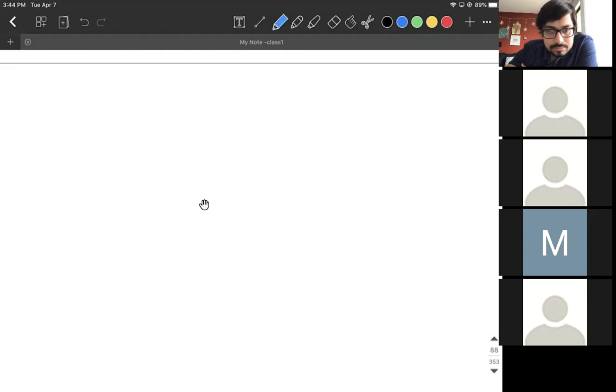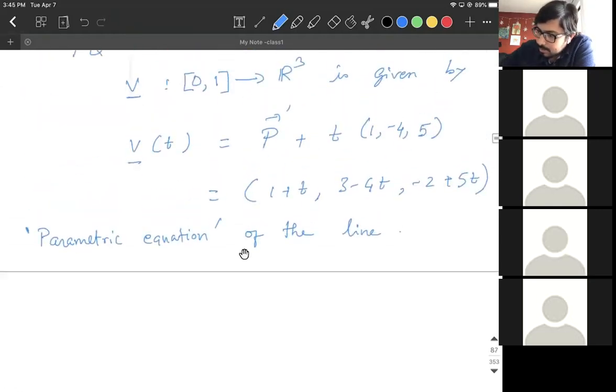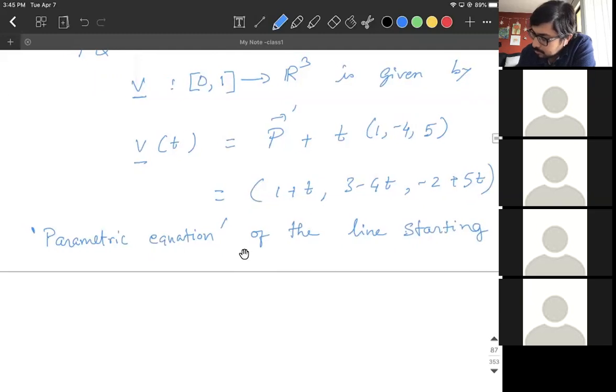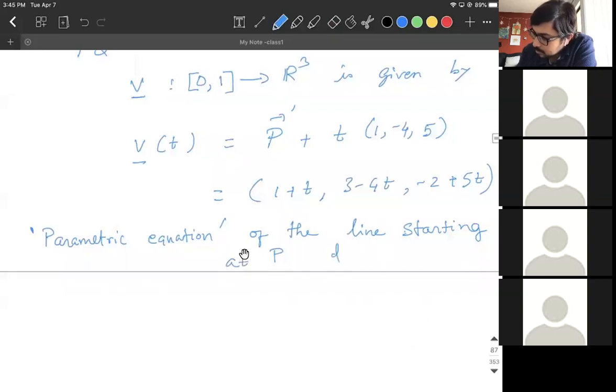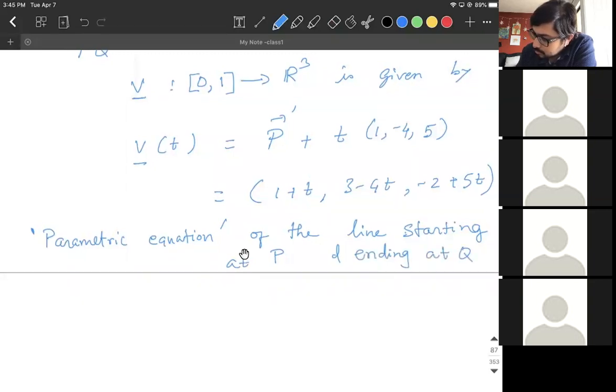The parametric equation of this line, starting from P and ending at Q. It's not explicitly written in the lecture note, but that's what it is. So this is the parametric equation of the line starting at P and ending at Q.